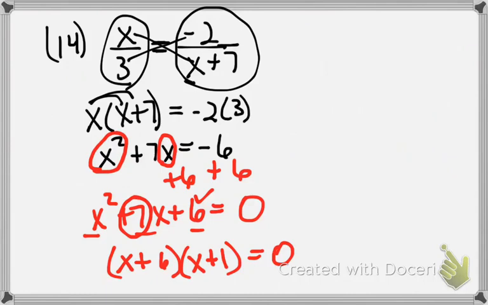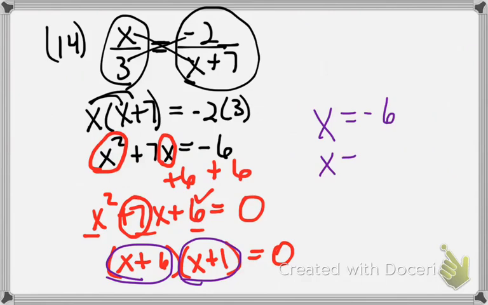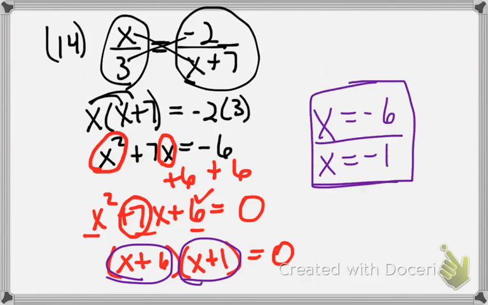And now I just have to figure out, if these are my factors, what will my solutions be? So remember that your factors and your solutions are opposite. So x plus 6 tells me I have a solution of negative 6, and x plus 1 tells me I have a solution of negative 1. And so these are my solutions.